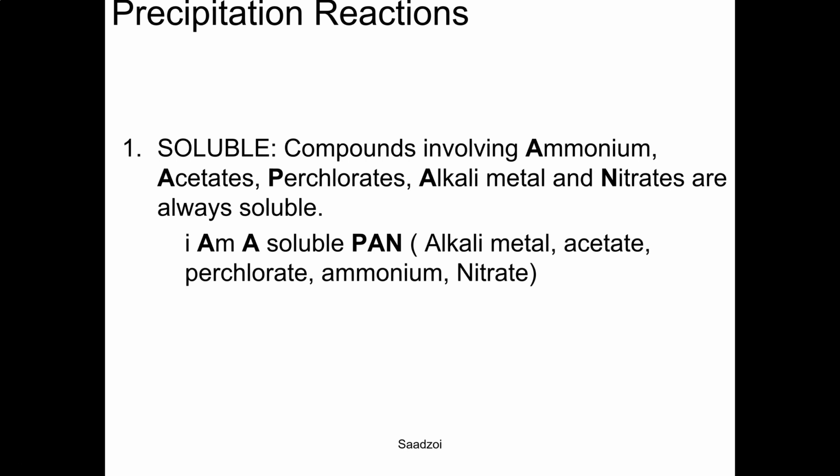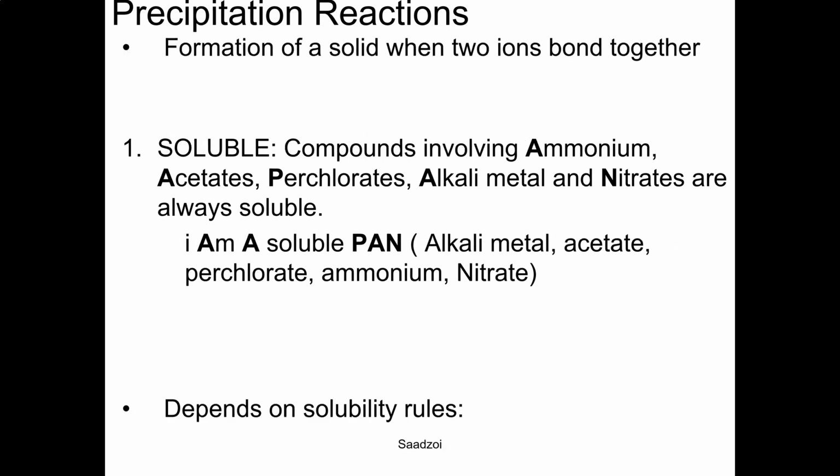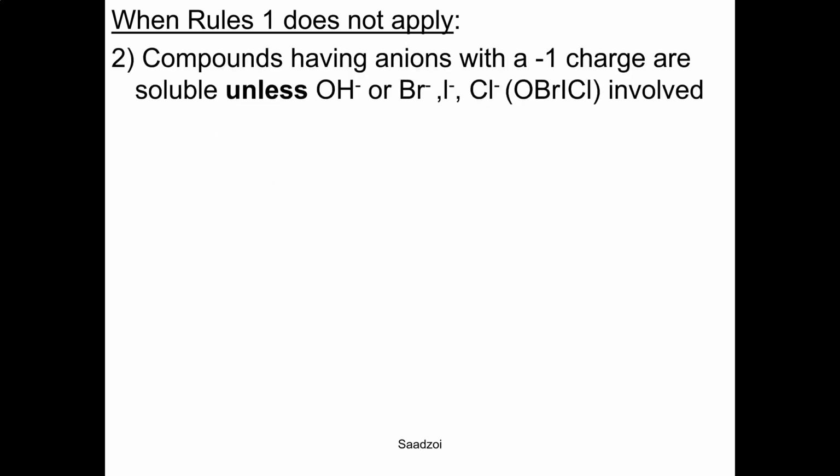What if one of these is not involved? Then you go to rule 2, which basically says that compounds having anions with a -1 charge are soluble unless these are involved. So if it's a -1 anion, assume it's soluble. Don't tell me you have to look at it carefully if it's one of these 4. Easy to remember it, Obrickle. Make a song out of it, Obrickle, Obrickle. So for Obrickle, you have to look at it carefully because that means that there's a possibility that it's insoluble. If these 4 are not involved, -1s are always soluble.